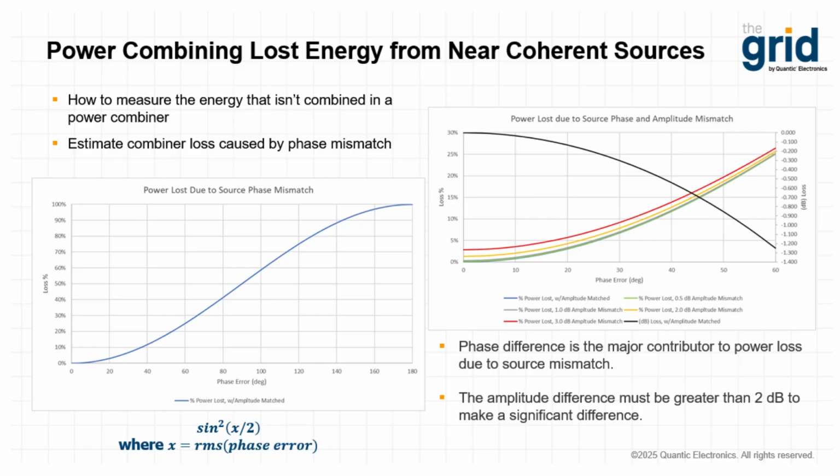So the results of this quick analysis show us that phase variation is the driving factor for generating insertion losses in power combiners. A good way to estimate that is to take the phase error between them and apply the half-angle sine squared function.